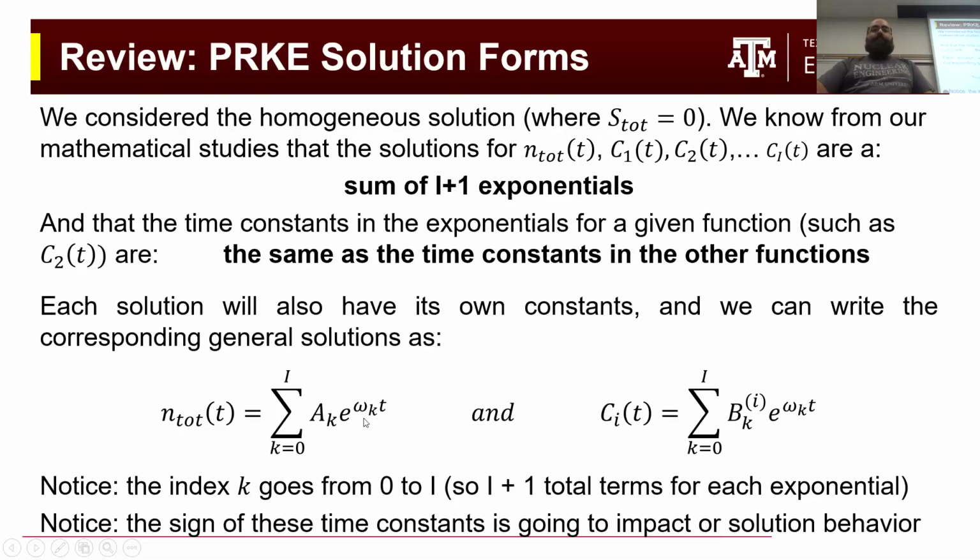Each term has a different exponential time constant, the omega k's. And those omega k's are really important because they tell you what my solution does as time progresses. If those omega k's are positive, then you could end up increasing exponentially with time. If they're all negative, then you end up decreasing exponentially with time. And if the time constant is zero, then you end up with a steady state solution as time moves forward. For the neutron density and for the precursor concentration, we have different multiplicative constants up front, but the time constants for each solution are exactly the same.